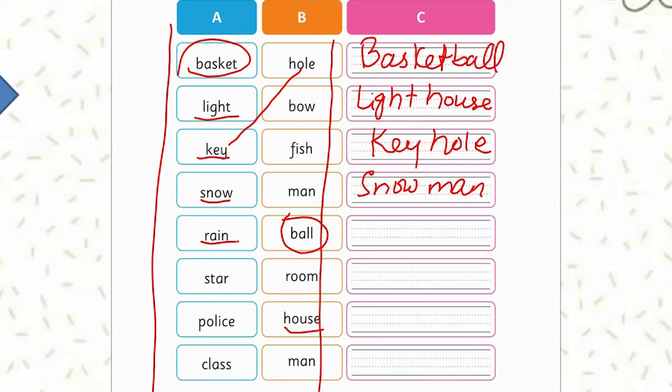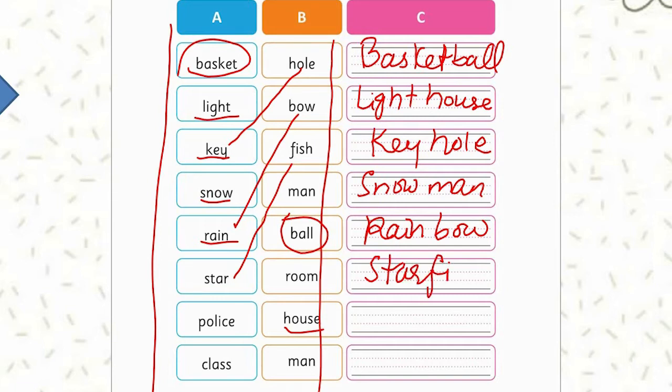The rain here, it's very easy. Yes, the rainbow. The star here. Yes, it is talking about the starfish. The police? The policeman. The class? Yes, the one option is remaining, classroom.